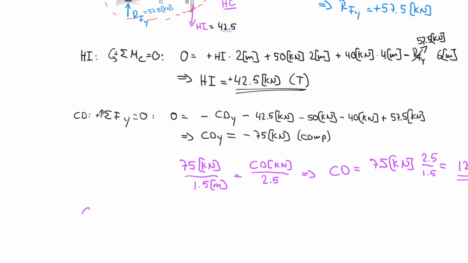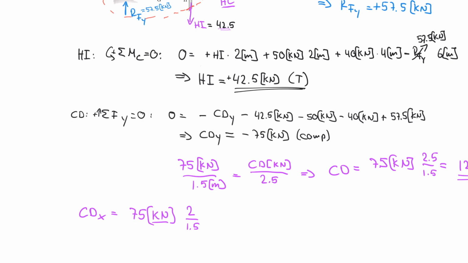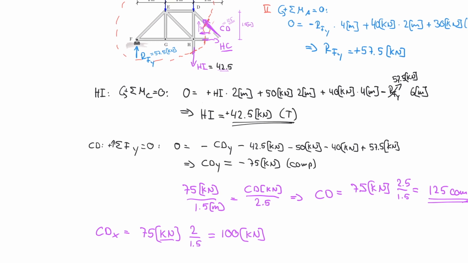So CDX is equal to 75 kilonewton divided by 1.5 multiplied by 2. That's the same similar triangle that I had before. And so CDX is actually equal to 100 kilonewton. So now I know what that is equal to.